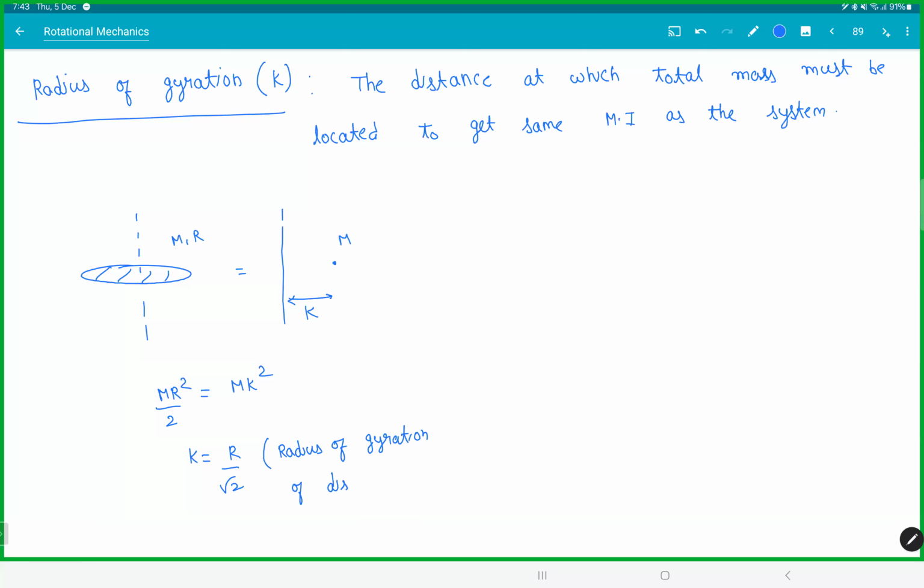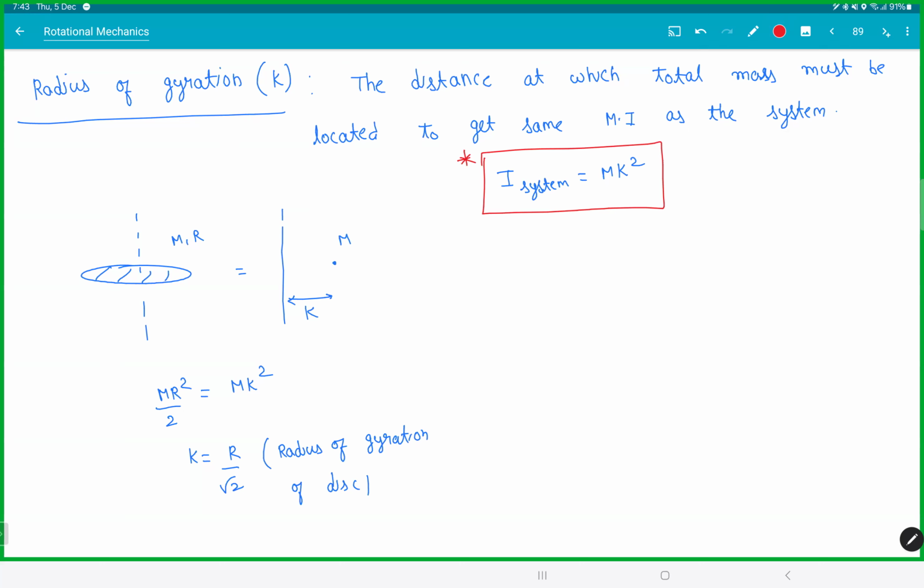So next time when you go to the lab and you see this disk, what will be there? On the disk, someone will print this. M is 100 grams, k value is 10 centimeter. So how to find the moment of inertia then? So I of the system is M into K square. So I don't need to remember what is the shape. Is that making sense? So moment of inertia is simply mk square.